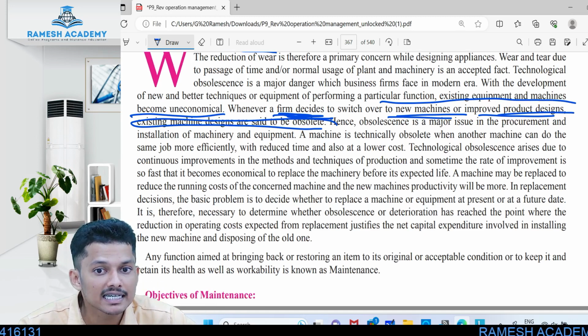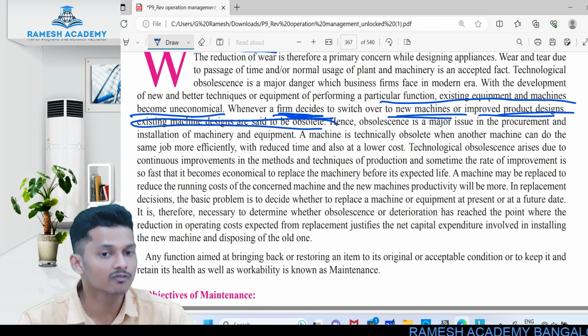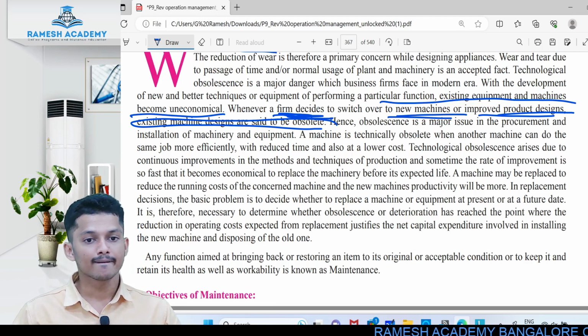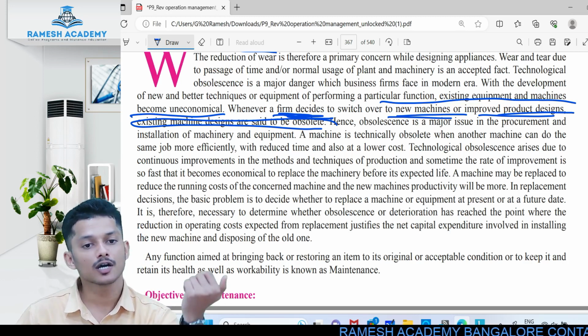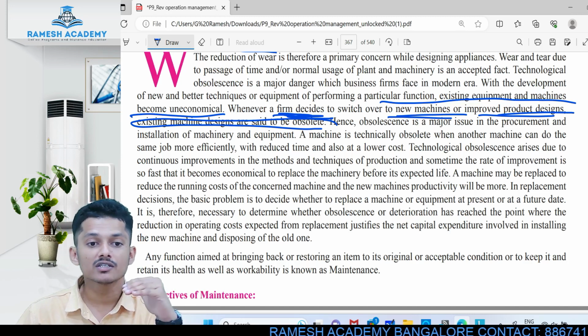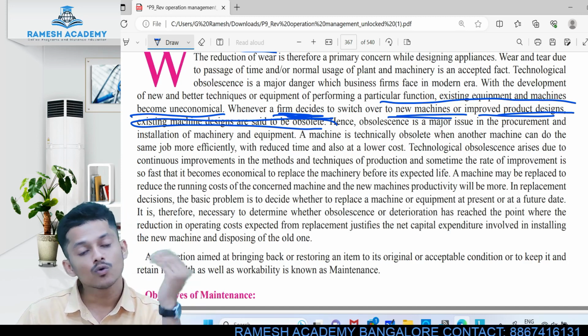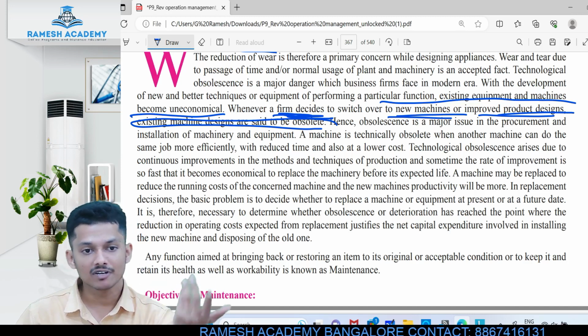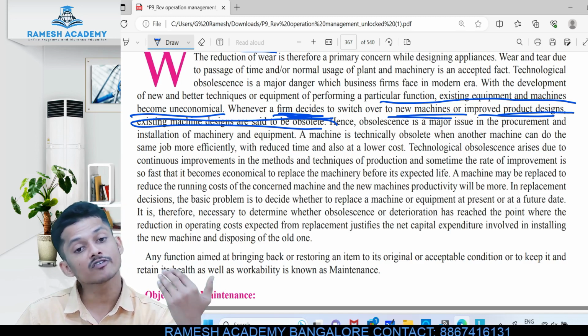A machine is technically obsolete when another machine can do the same job more efficiently. Of course, in a simple way, you are a worker in your company. There is another worker who works much more effectively than you. Whom does the company choose? Definitely him, not you, because he works efficiently.